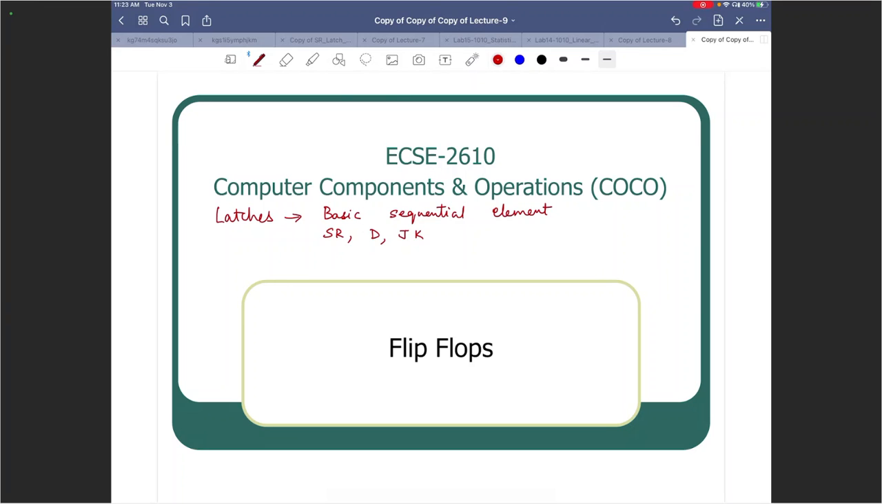These are level sensitive devices, and I'll talk about what that level sensitive means in just a minute. They are also called level sensitive or semi synchronous, because there is some control on when the output can change.